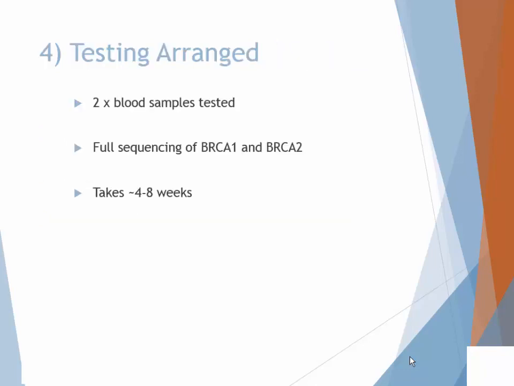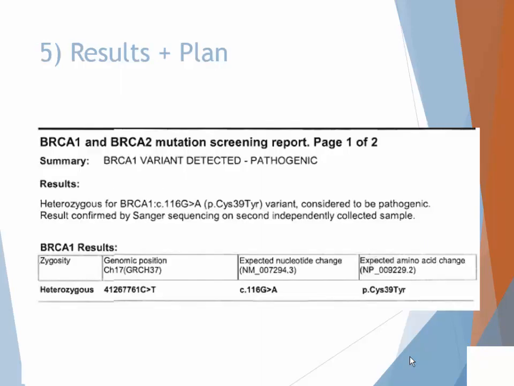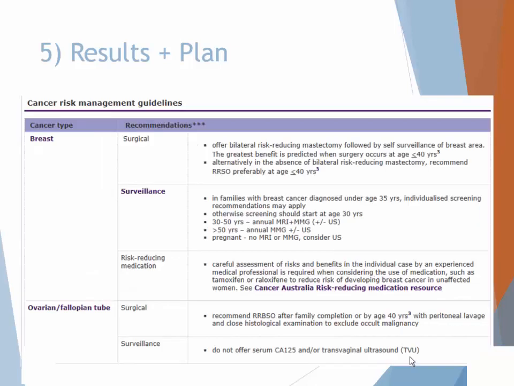Testing's obviously coordinated, takes unfortunately still a while even with current technology. And this was her result. So we did identify a BRCA1 mutation in this individual. And there's pretty clear guidelines around what to recommend to individuals, and that's pretty consistent with UK guidelines. Similar to America, they're a little bit more heavy on intervention, but it's pretty sort of international how women in this position are managed.